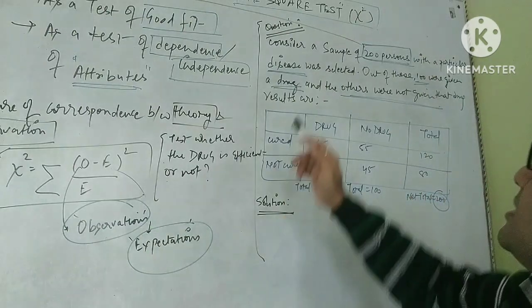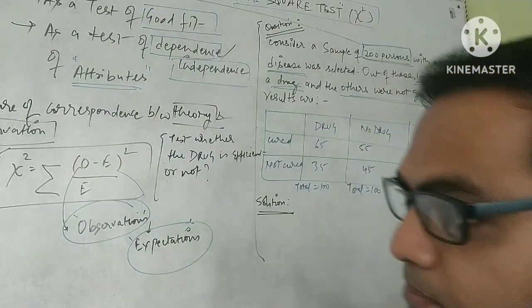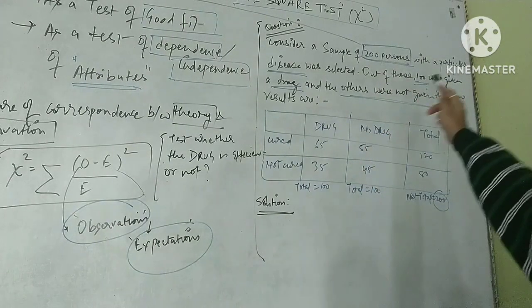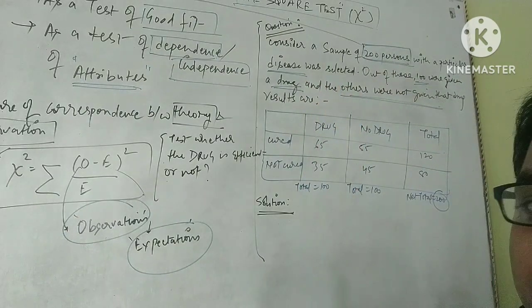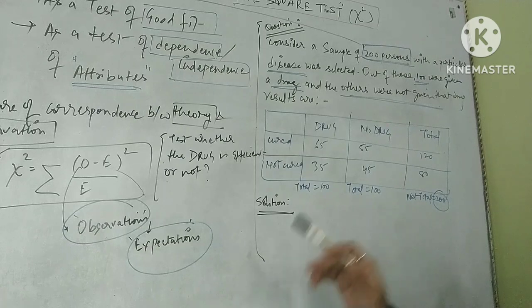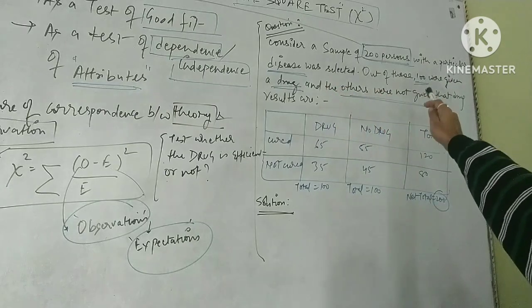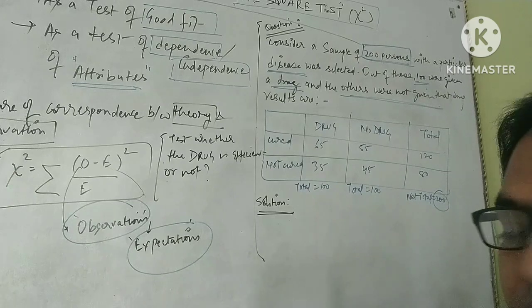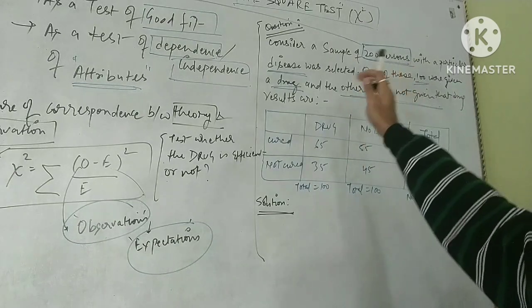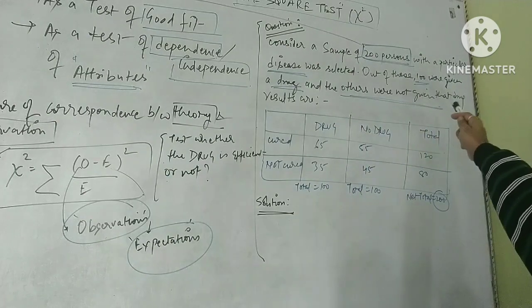The question says: consider a sample of 200 persons, collected with a particular disease. These 200 persons are affected with a single disease. Out of these, 100 were given a drug, and the others were not given that drug.